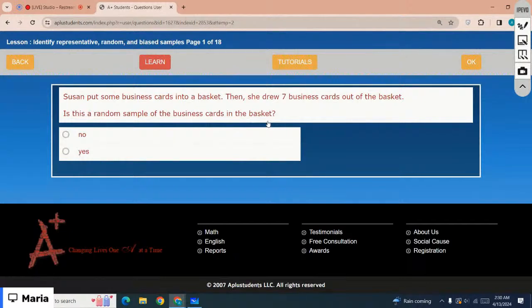If he selects seven cards, then that means that is a random sample, right? Because all the cards are exactly the same, right? So they are random samples. The correct option is yes, it is.